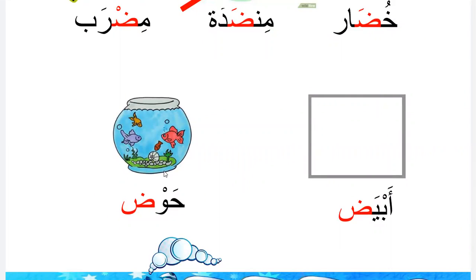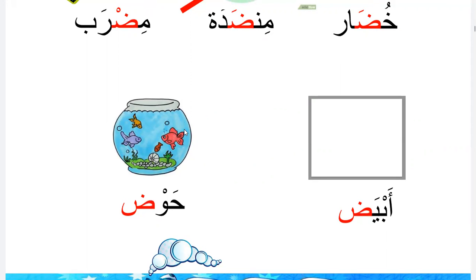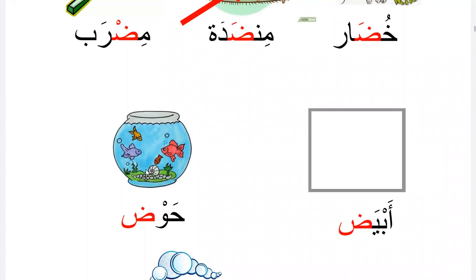Abyad means white. White. Haud means a large bowl used for fish. This type of large bowl in which we have fish and other things is called haud.